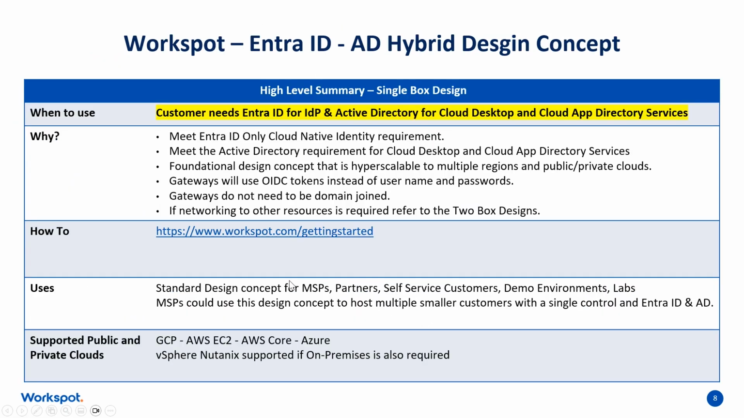So again, the summary here for this type of concept is we need Entra ID for the IDP, but we still need some Active Directory for the cloud desktop and cloud app directory services. And the rest is all the same, community.workspot.com. And if we look at this, it could be a standard design for MSPs and partners. I would say it'd be more common for partners taking care of customers and customers themselves. MSPs might not want to do this one, but they certainly can. It's certainly within the scope of what can be done. So now, if you look down here at the supported public clouds and private clouds, that puts everything back into scope as far as being able to scale this out to these different environments.